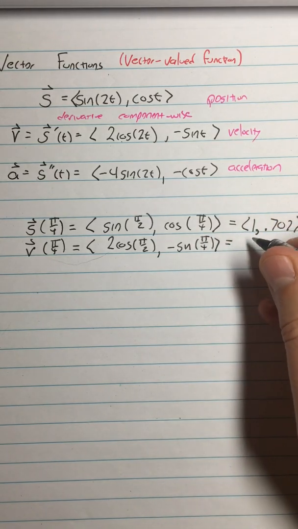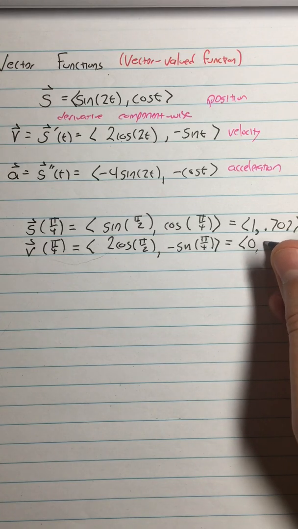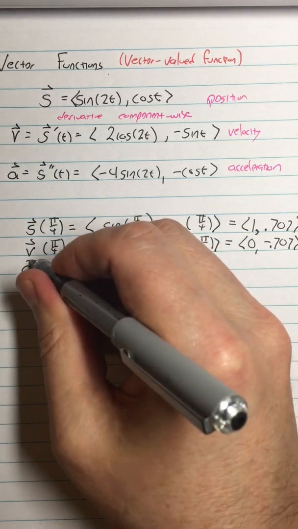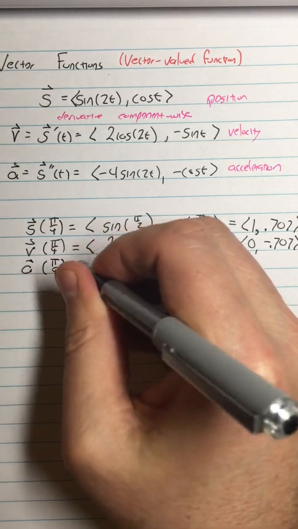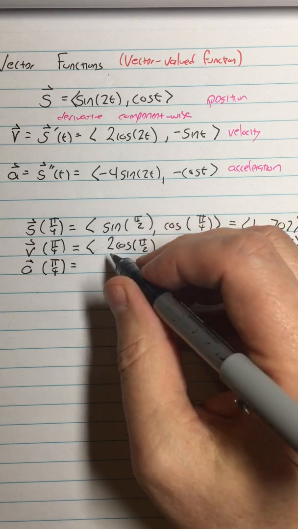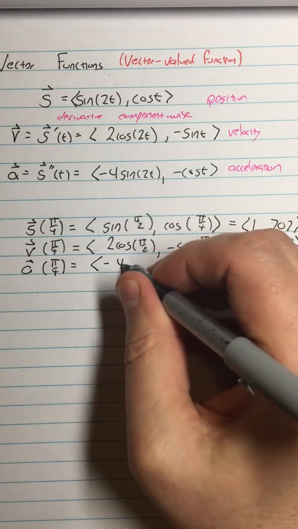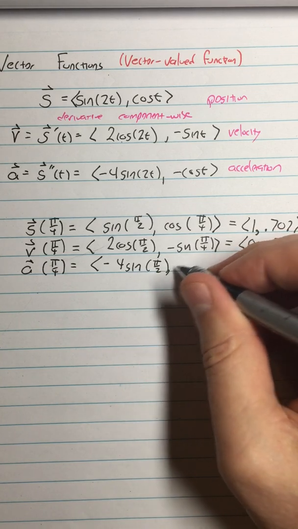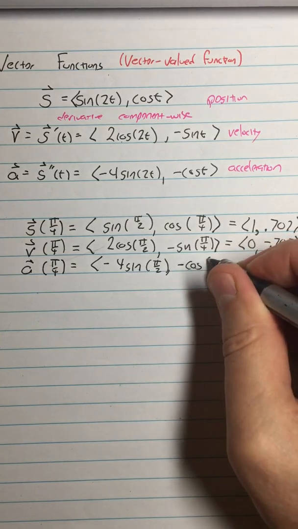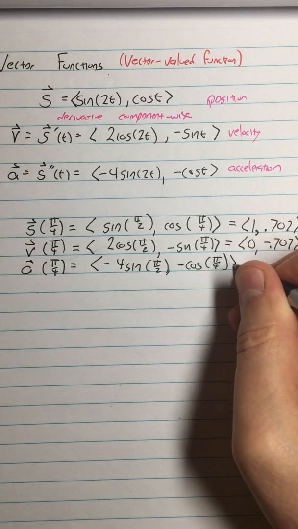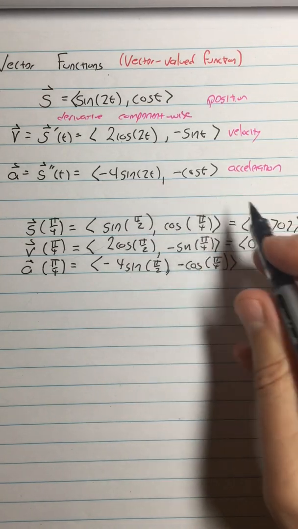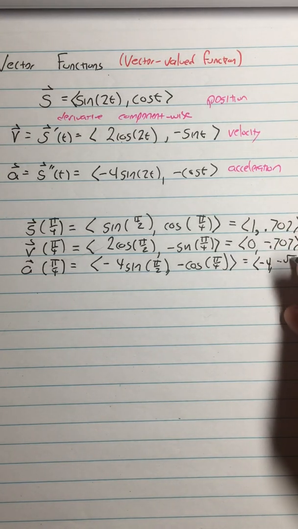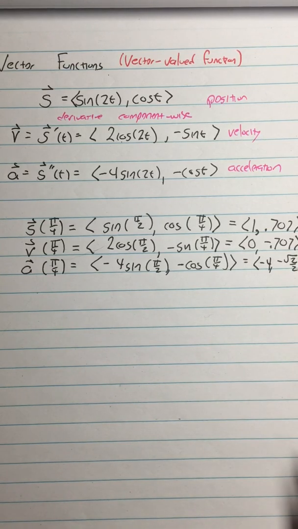So as a decimal, that is 0, negative 0.707. And then I can look at the acceleration at pi over 4. That one's a little weird, but you'll see how it works. It is negative 4 sine of pi over 2, comma, negative cosine of pi over 4. I'm just plugging in there. So that's going to be negative 4, negative root 2 over 2. That's the acceleration.